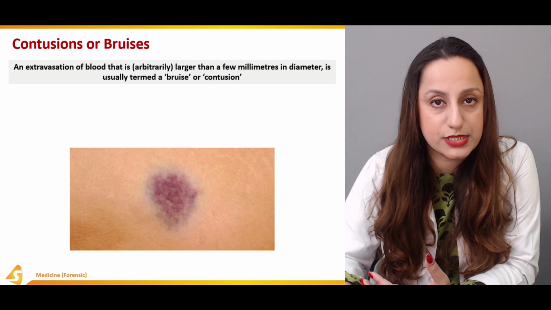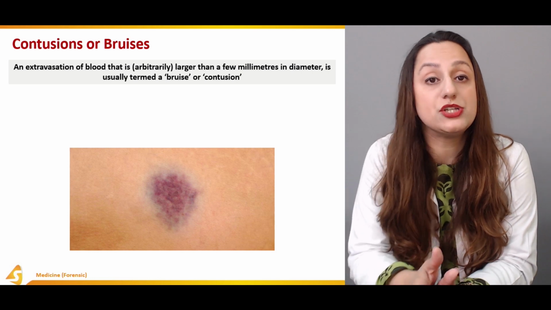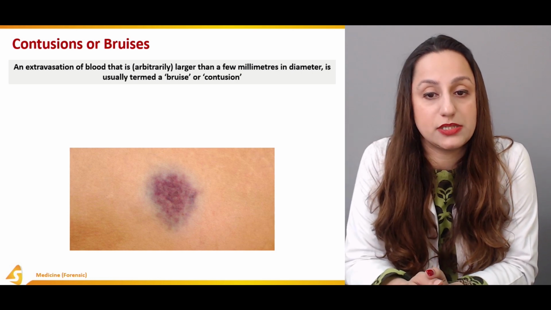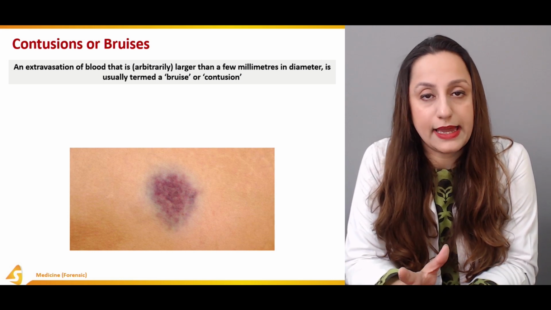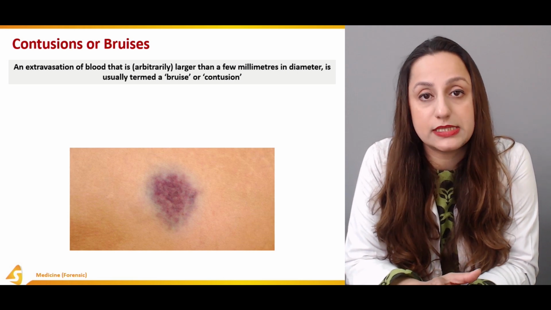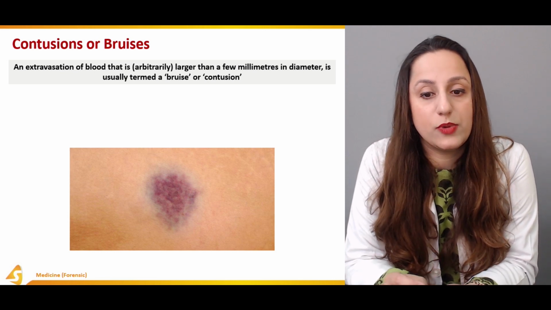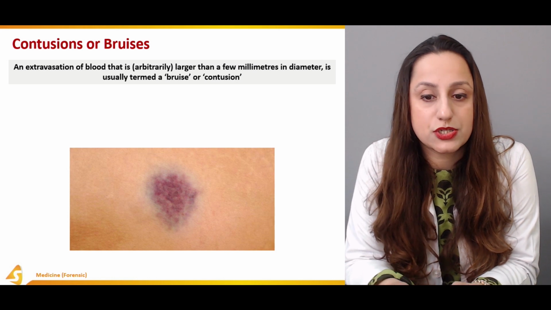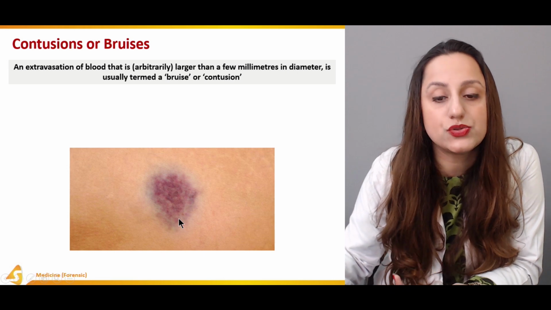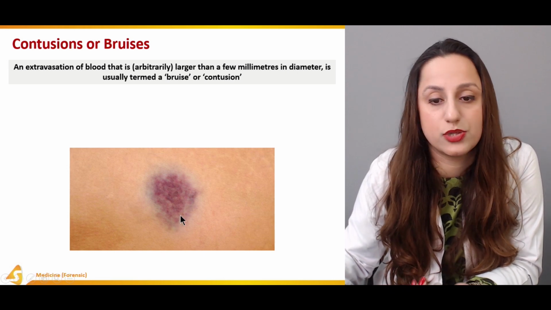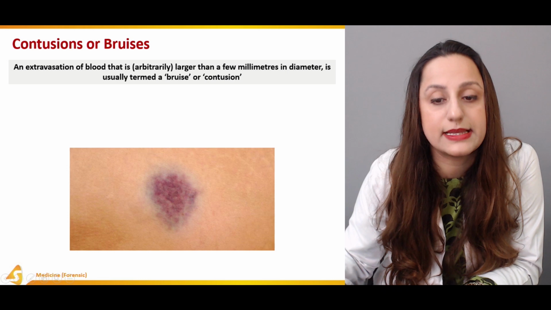Now, contusions and bruises are mainly defined as an extravasation of blood that is arbitrarily larger than a few millimeters in diameter, and it is usually termed a bruise or a contusion. Venule fragility or arteriolar fragility is a factor that can come into play when these bruises occur. You can see the bruise over here. It has a slight discoloration, and it is due to the extravasation of the blood through the arterioles or the venules, and it can move, and it has its own characteristics that we'll discuss in this section.